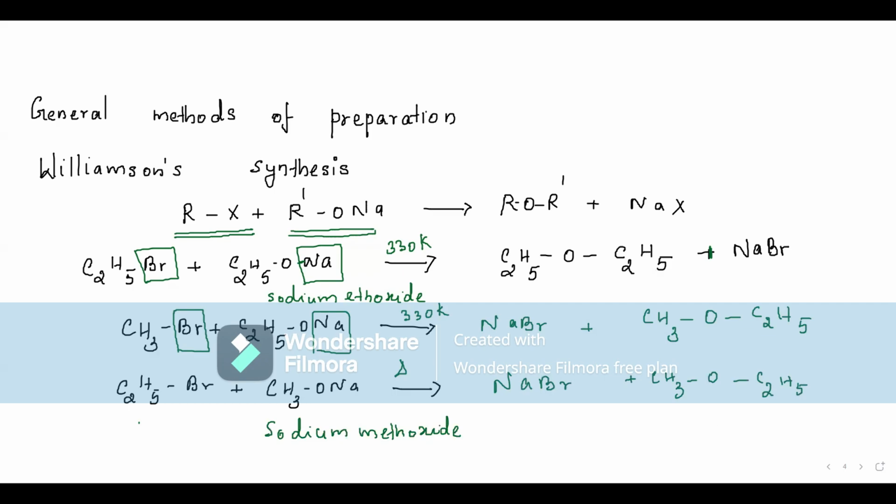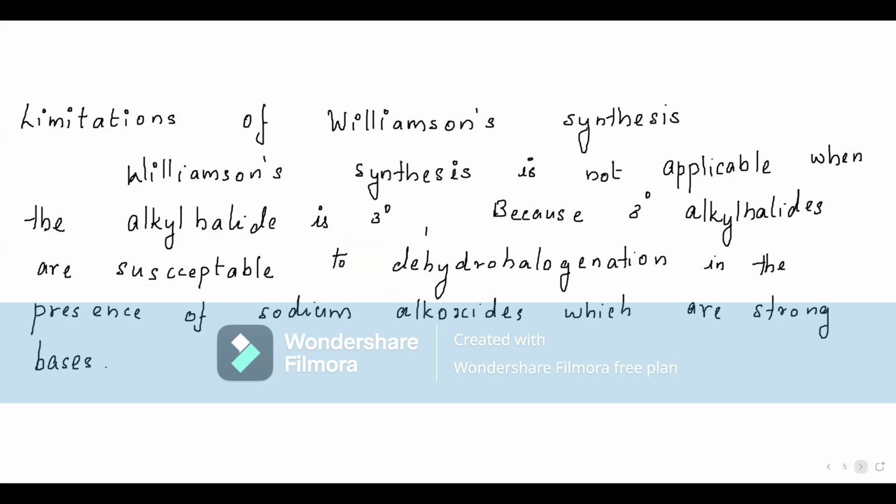So that is Williamson synthesis. But Williamson synthesis has a drawback. You cannot use this particular method of preparation if your alkyl halide is tertiary. Tertiary alkyl halides cannot undergo Williamson synthesis.